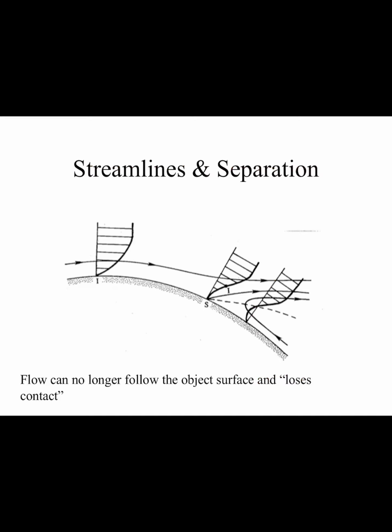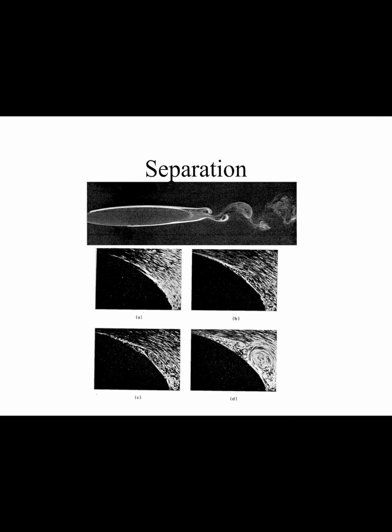Again, this is another example of basically the same thing, but emphasizing the fact that a separation streamline that we have here, shown like this, is the location where the flow can no longer follow the object's surface. It loses contact with it, and as a result, we call it separation. Okay, so some more examples of separation.